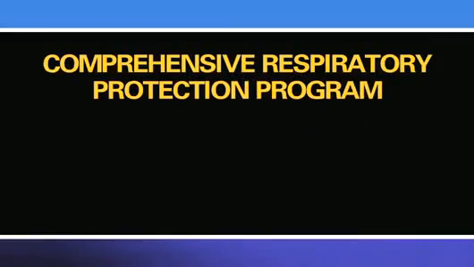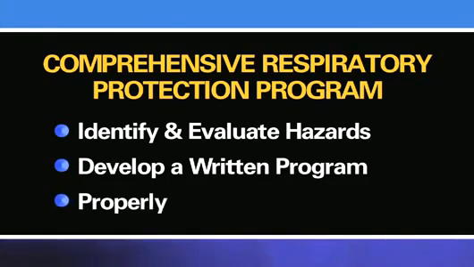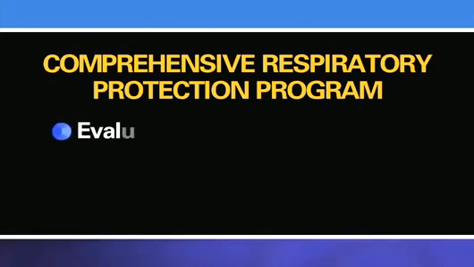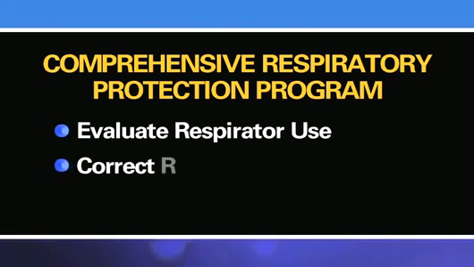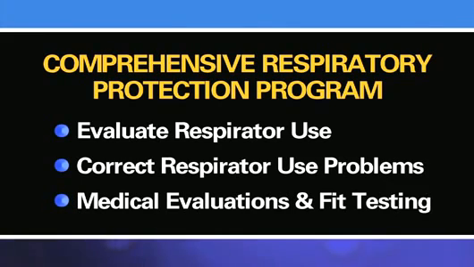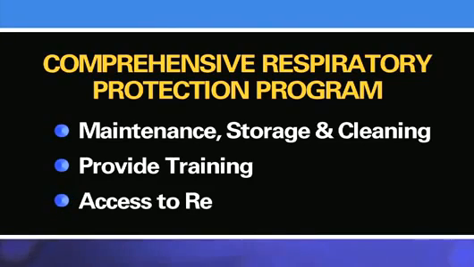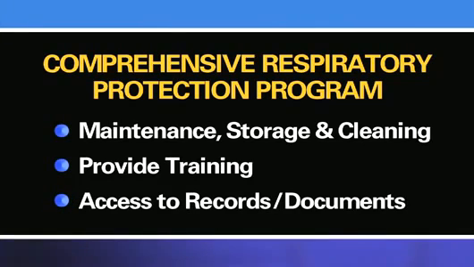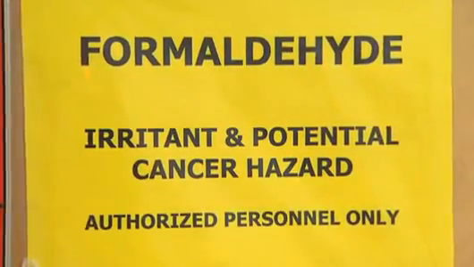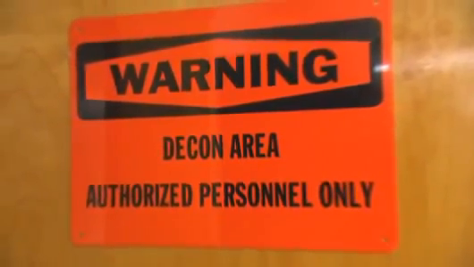Your employer must identify and evaluate hazards, develop a written program, properly select respirators, evaluate respirator use, correct any problems with respirator use, conduct medical evaluations and fit testing, provide for the maintenance, storage, and cleaning of respirators, provide training, and provide you with access to specific records and documents, such as a written copy of your employer's respiratory protection program. Because each workplace is different, your employer's respiratory protection program must be tailored to your specific workplace.